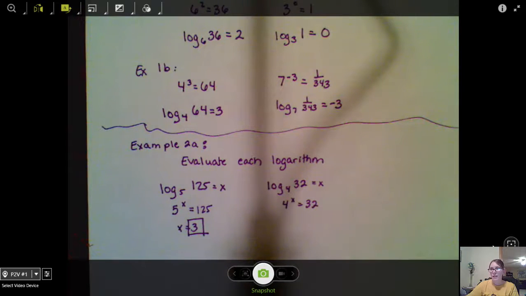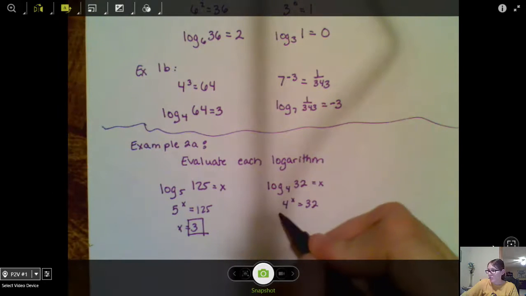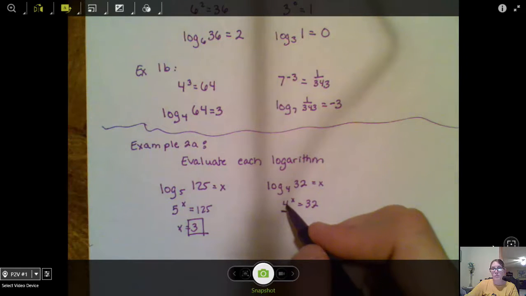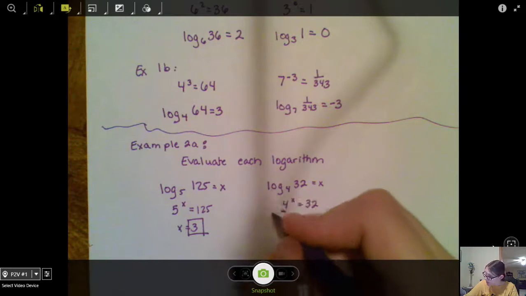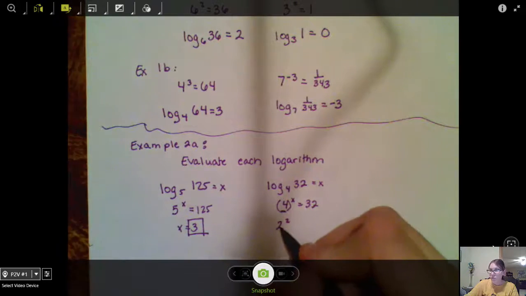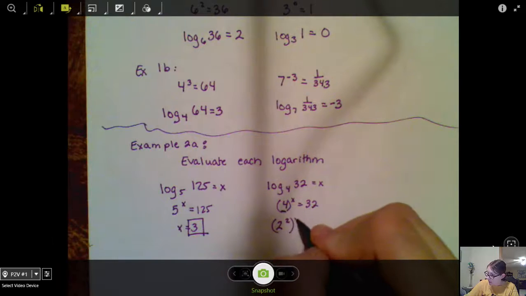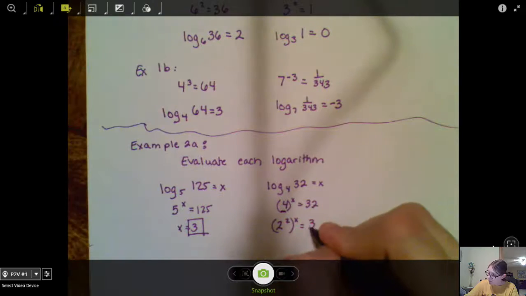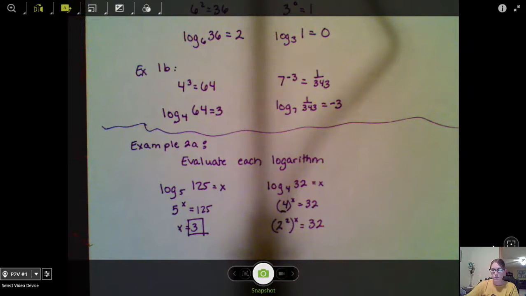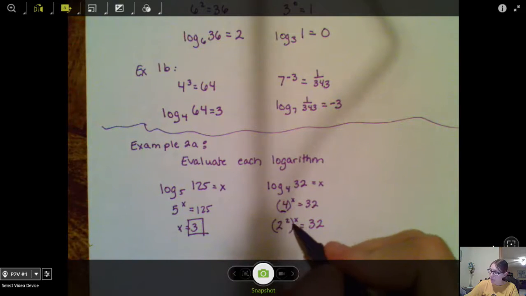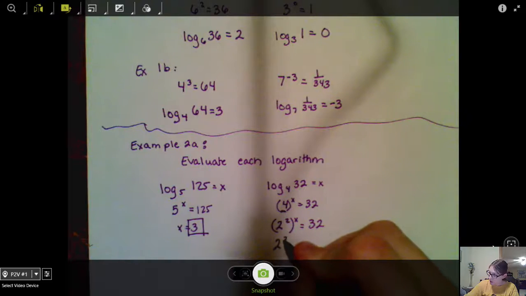When you have something like that and it's not going to be a whole number, think about, is there a number that I could take to a power and get 4? Okay, well, 4 is 2 squared. So let's work with that. Let's rewrite this 4 as 2 squared. So I have 2 squared to the x power equals 32. Well, if I have 2 squared to the x power, a power to a power, I multiply these together. I'd have 2 to the 2x power.